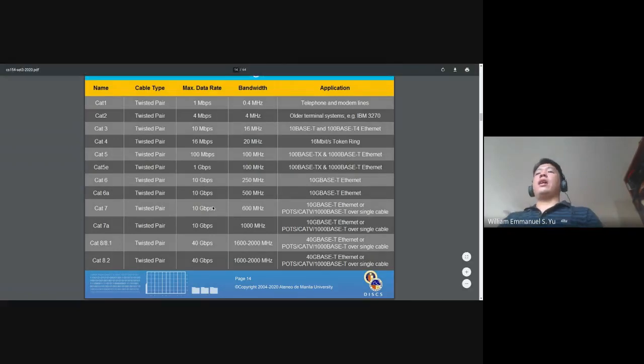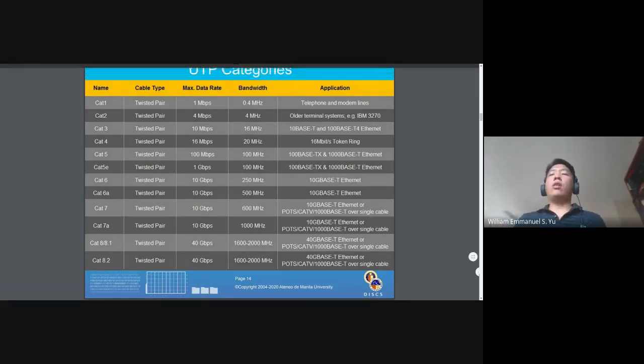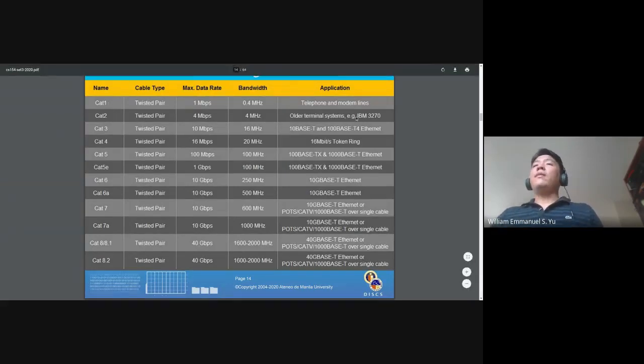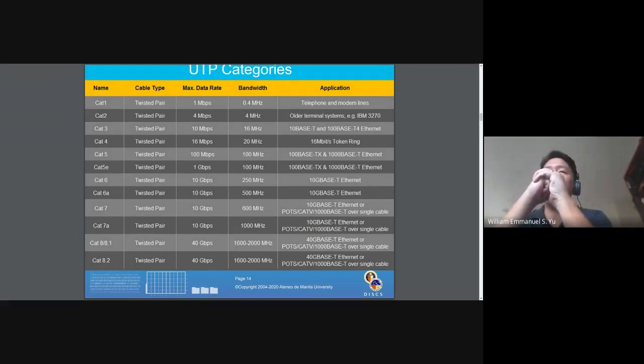Excellent. Okay, so the higher the category, the more data you can carry. But for us, for the typical you and me, 5E, 5 is fine. As a matter of fact, 4 should be fine, but you only get up to 16 megabits per second. Besides, you cannot buy a category 4 cable. But you can buy a category 1 cable, which is the one used for your telephone line. So you see the manipis na telephone wire? That's a category 1 twisted pair cable. Can't carry much, but it's okay.